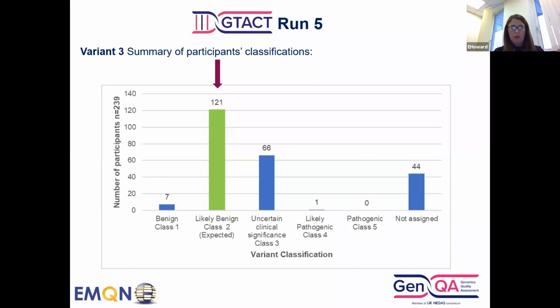And so the overall summary of the participants' classifications illustrates that 121 participants went for the likely benign class 2, 66 went for uncertain, and 7 went for benign, and 44 were not assigned.